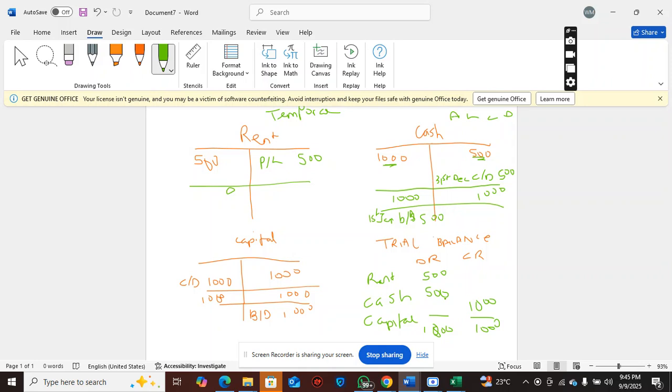Remember, the trial balance is used as a check to see if you recorded the journal entries properly, you posted to the ledgers properly, and you closed the ledgers properly also. Then, if the trial balance has balanced, you're now able to make your income statement and your balance sheet, basically the financial statements.